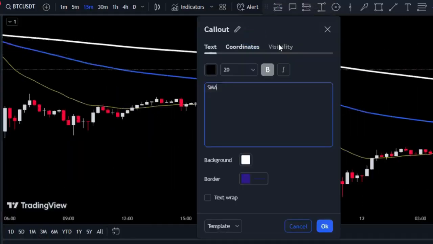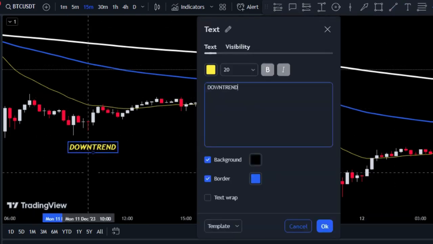On the flip side, if the RMA 50 dips below the SMA 200 and the price is also beneath these 2 moving averages, it's a clear identification of a downward trend.